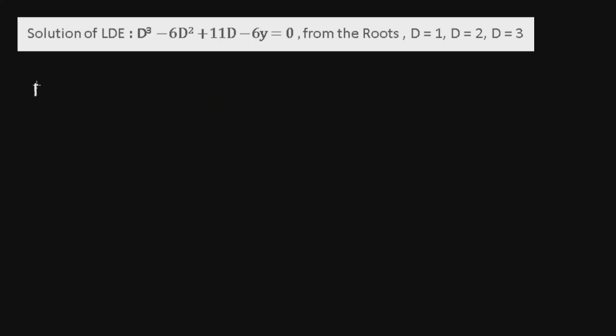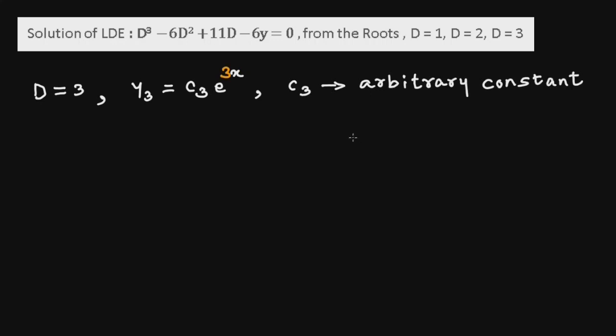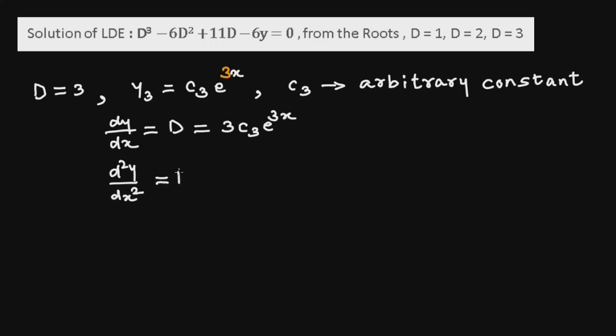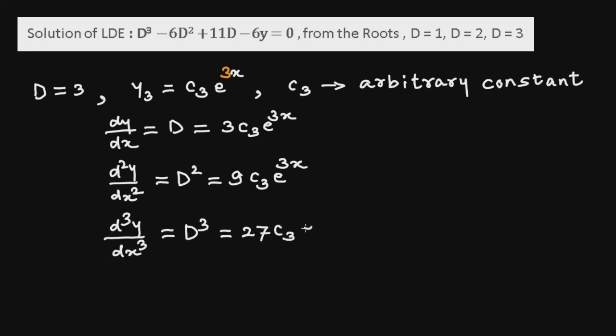For d equals 3, the solution of the linear differential equation will be y3 equals c3 e raised to 3x, where c3 is another arbitrary constant. Let's verify if this solution is correct. After differentiation, dy by dx will be 3c3 e raised to 3x, d2y upon dx square will be 9c3 e raised to 3x, and d cube y upon dx cube will be 27c3 e raised to 3x.